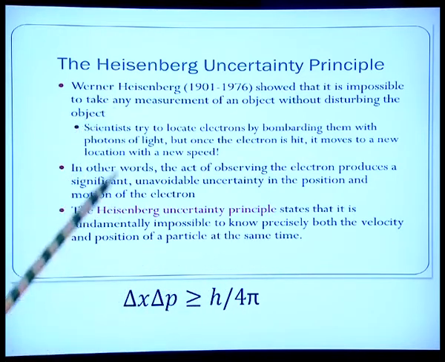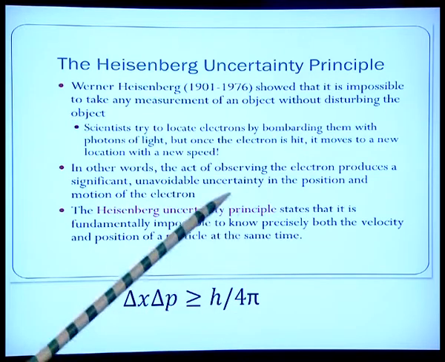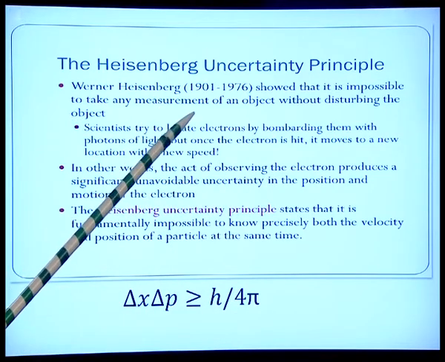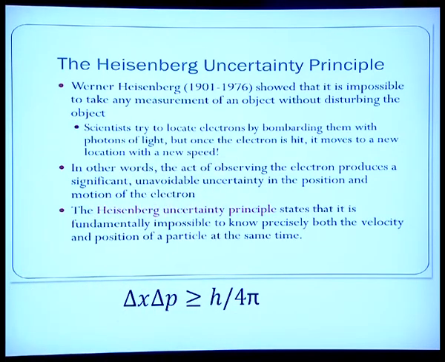Mathematically, he combined these two things and it comes out like this. Mathematically, the uncertainty in position and momentum is always greater than or equal to h upon 4π. This is the Heisenberg uncertainty principle.